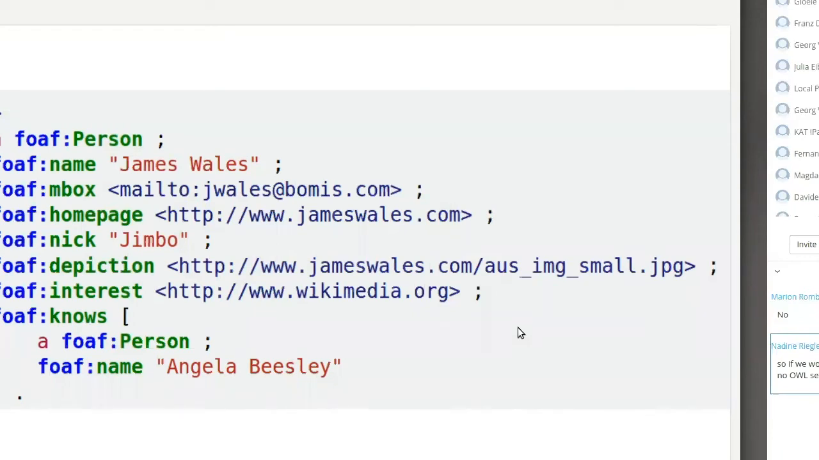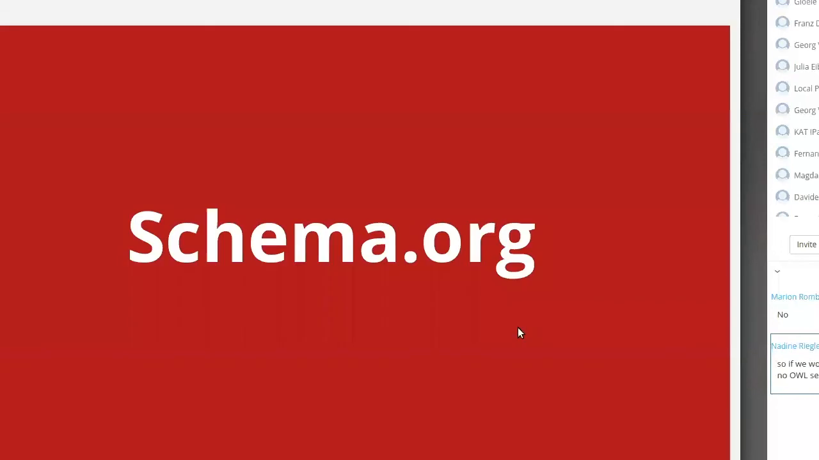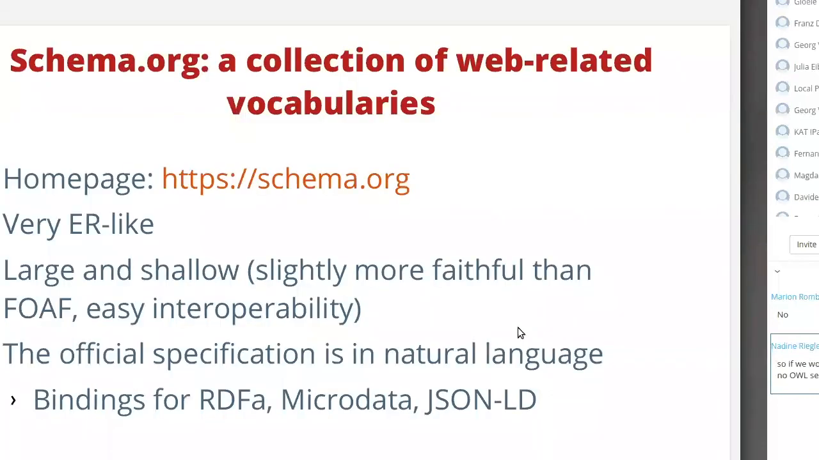It says what his nickname is, and it has a relation to another person he knows, Angela Beasley. Okay, let's have a look at schema.org. Schema.org is an initiative basically by Yahoo and Google to make peace with the rest of the world and the ontology world.